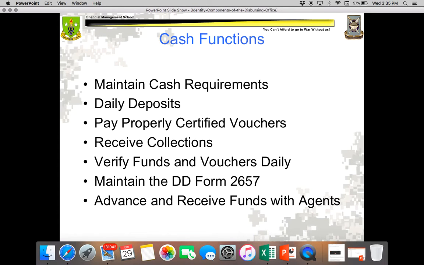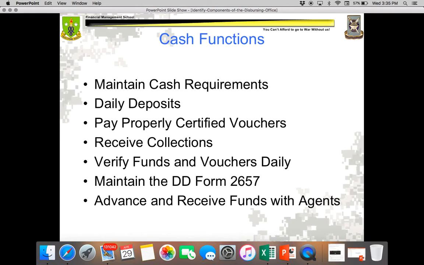Verifying funds is making sure that the vault count is accurate, and that is an inspectable item. There will be unannounced vault counts. Also, as a cashier, it's your responsibility to make sure that all money that you have been assigned is returned at the end of every day, because you are pecuniarily liable for those funds.